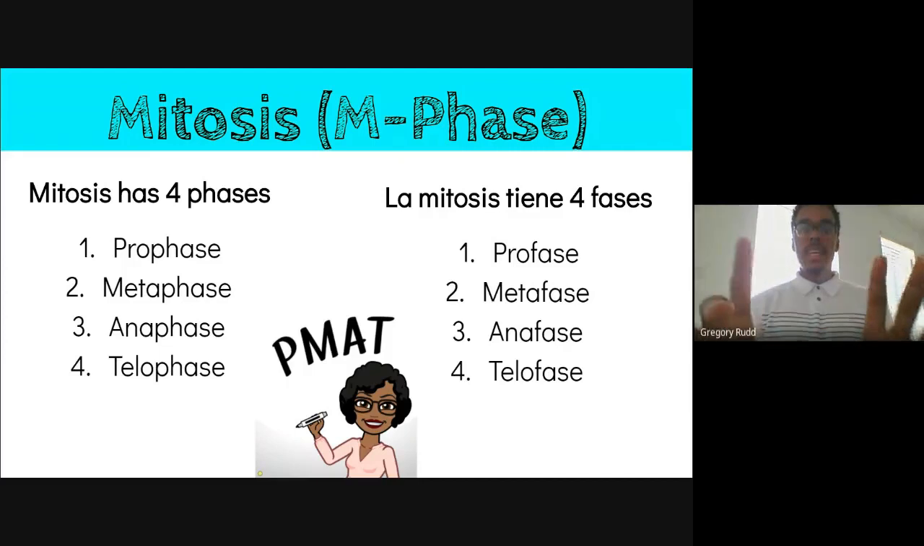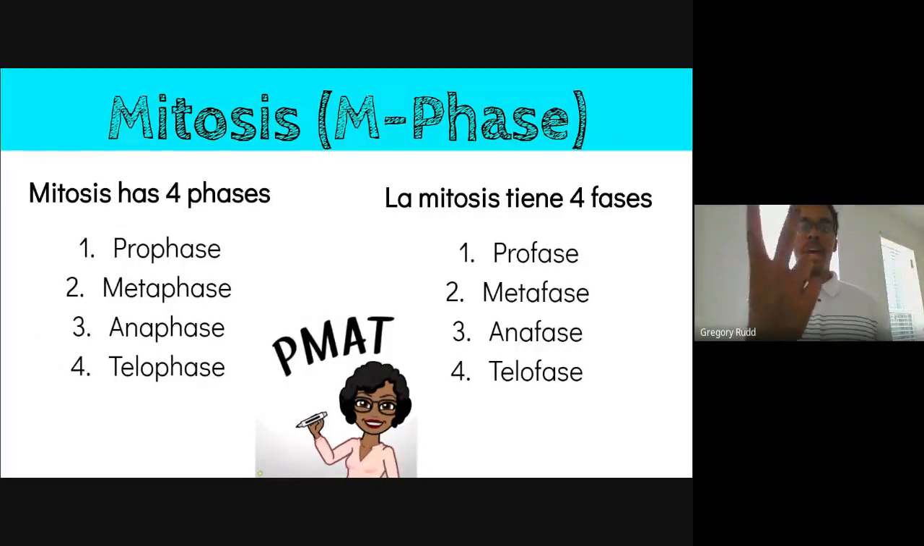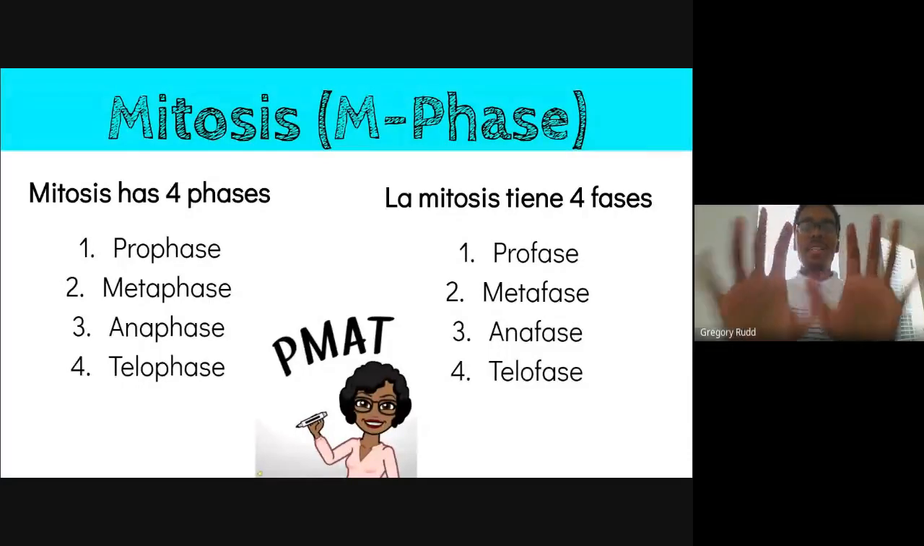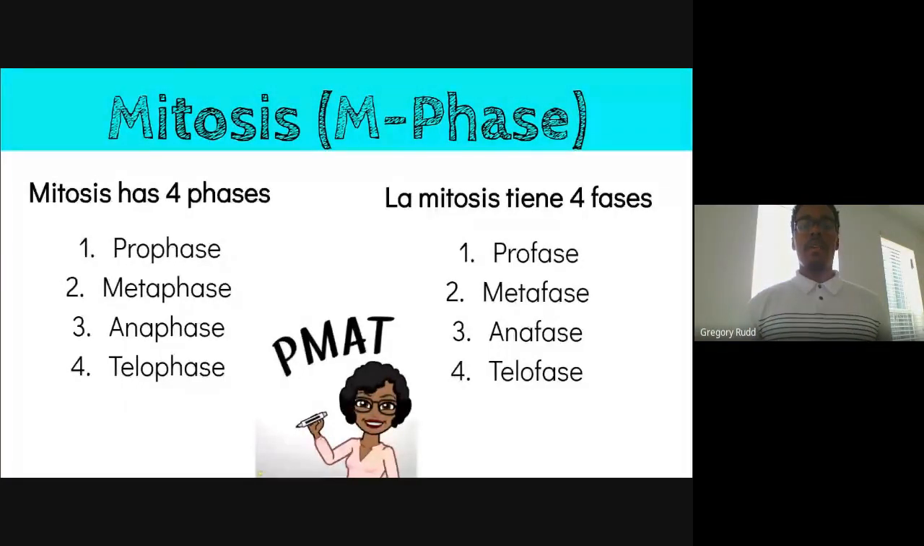So just like in interphase, we had those three steps. We had G1, S, and G2. Mitosis can also be broken down into 4 steps.